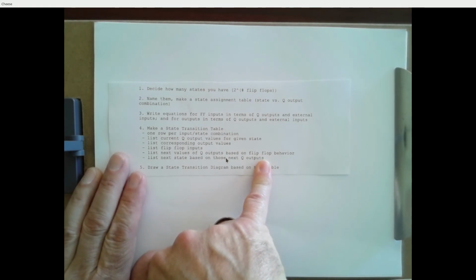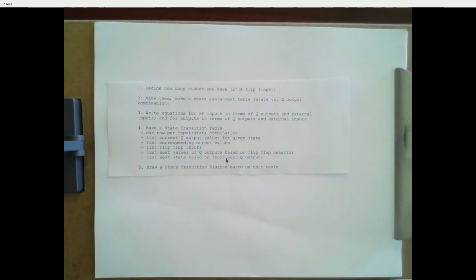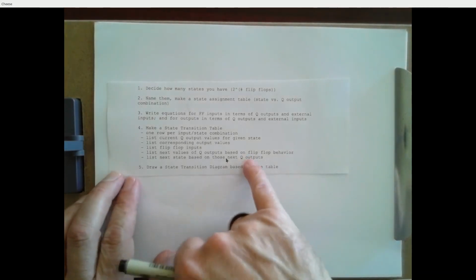If you have a T flip-flop, you're going to look at the T input. If it's 1, your Q is going to toggle. If it's 0, it's not. If you have a D flip-flop, if D is 1, Q is going to become 1. If D is 0, Q is going to become 0. If you have a JK flip-flop, who the heck knows? Depends on the value of J and K and the current value of the flip-flop. So that's where it's going to come in, when you're filling in these new values of Q, which is sort of the last columns in the transition table.